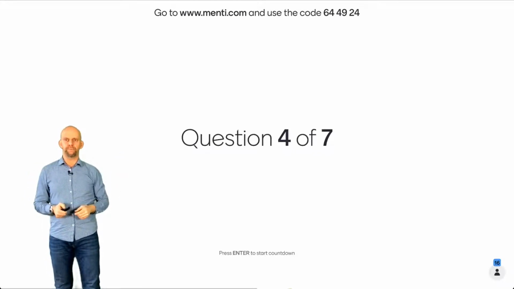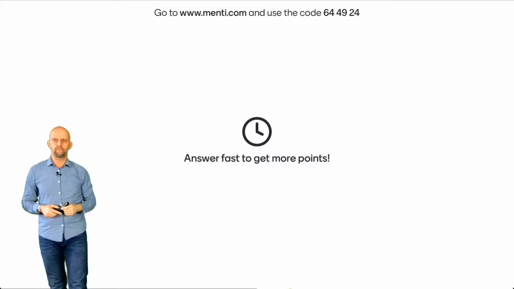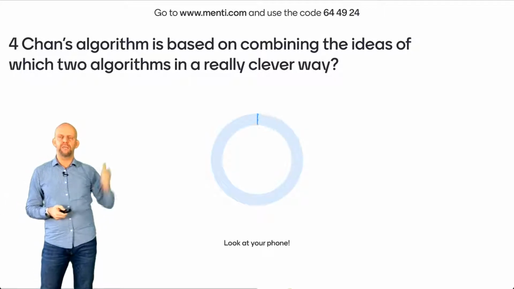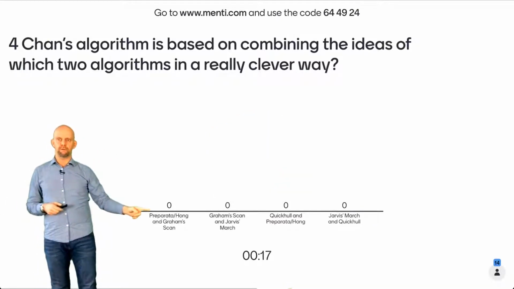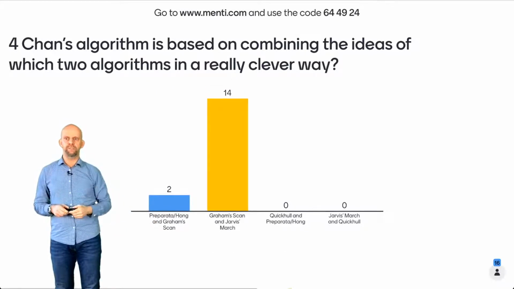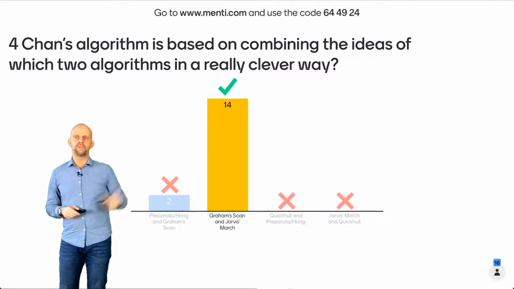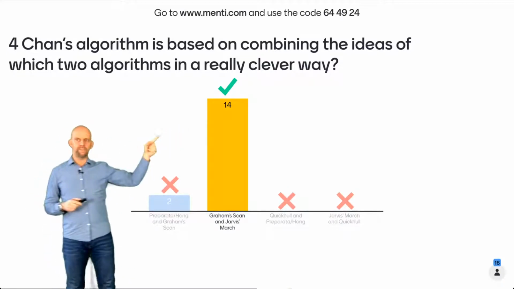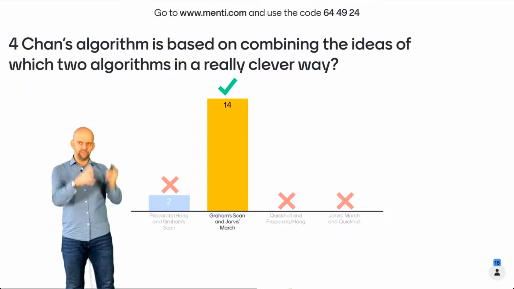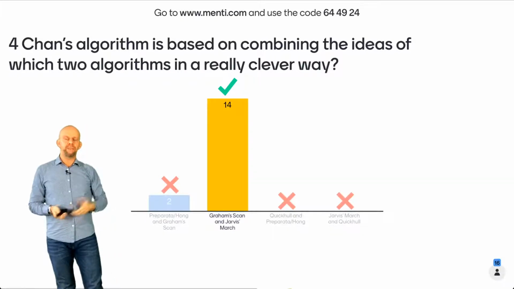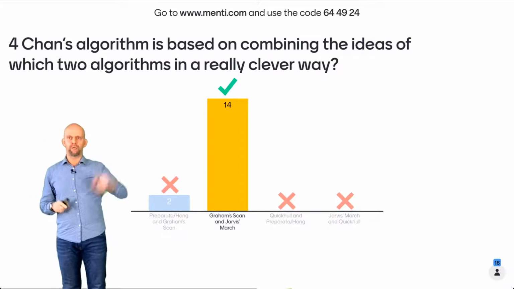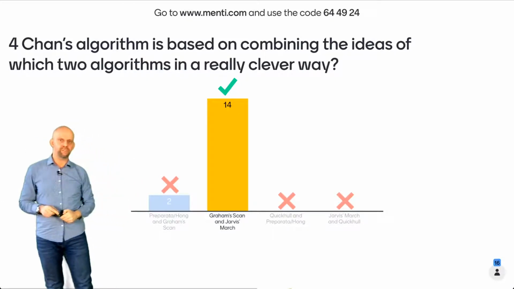Question number 4, the median question. Chan's algorithm is based on combining the ideas of which 2 algorithms in a really clever way? You saw the combinations on the sheet. And the answer is, of course, Graham scan and Jarvis March. Graham scan was what you used for computing the hulls of these small subsets of size m. And then you did basically the gift wrapping of these subhulls, doing it the right way, and we'll have some more of that in the next question.